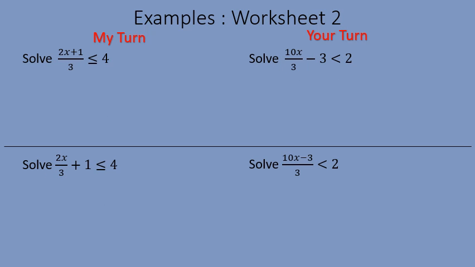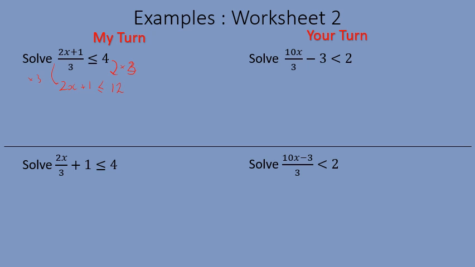Okay, last set of questions to have a look at, just an extra step in these. So this first one, the fraction line is over everything. So because it's over everything, I need to get rid of this divide by 3 to begin with. So I'm going to times by 3. So 2x add 1 is less than or equal to 4 times 3, which is 12.